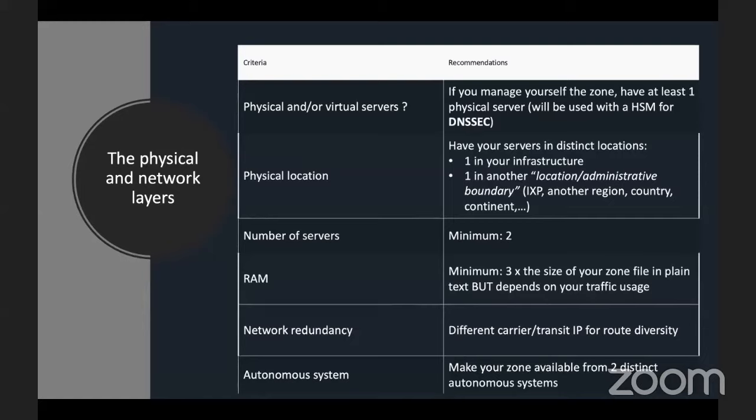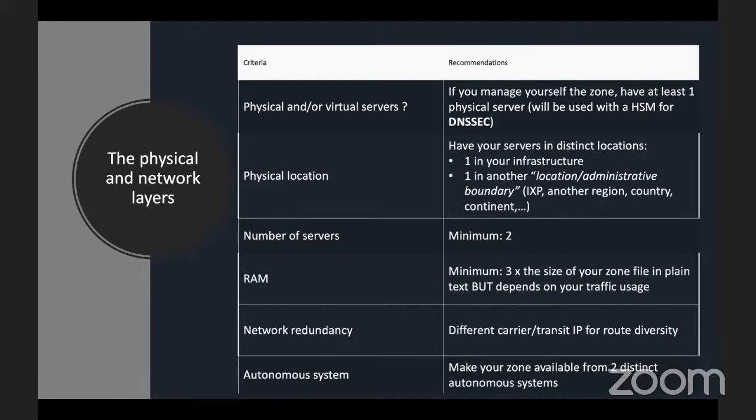Talking about the physical location, yes, you can have one in your infrastructure and one in another location. It can be another region, another country, another continent. In the first case, you can have one server in your network and another one in another place. Talking about the number of servers, the minimum will always be 2. For the RAM, nowadays RAM is cheap, but depending on the kind of zone that you serve, the RAM should be at least 3 or maybe 4 times the size of your zone file in plain text.